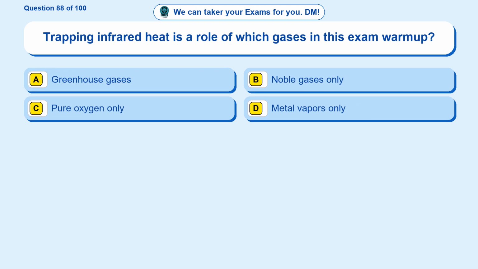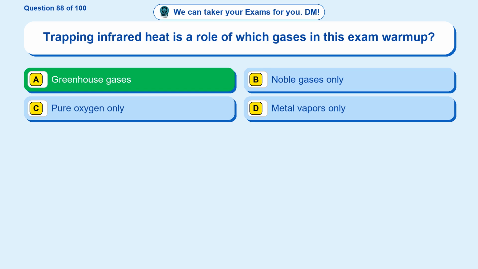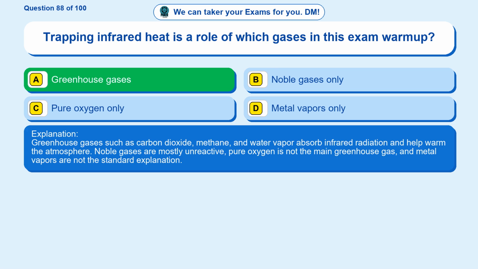Question 88. Trapping infrared heat is a role of which gases in this exam warm-up? Option A, greenhouse gases. Option B, noble gases only. Option C, pure oxygen only. Option D, metal vapors only. The correct answer is option A. Greenhouse gases. Greenhouse gases such as carbon dioxide, methane, and water vapor absorb infrared radiation and help warm the atmosphere. Noble gases are mostly unreactive, pure oxygen is not the main greenhouse gas, and metal vapors are not the standard explanation.